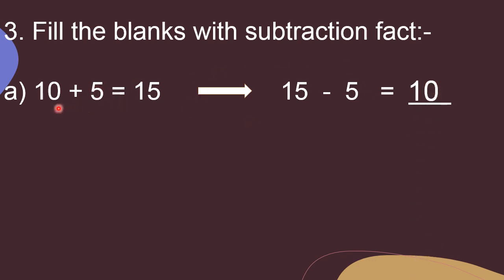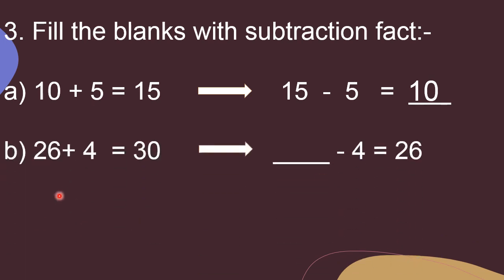तो आपने यहाँ देखा कि we have given 3 numbers 10, 5 and 15. And here first of all we have written total, that is 15. ठीक है, अब 15 में से हम माइनस कर रहे हैं क्या? 5. So we will get 10. और अगर हम 15 में से 10 माइनस करेंगे then we will get 5. Okay. Now in B part, it is given 26 plus 4 is equal to 30. Then dash minus 4 is equal to 26.